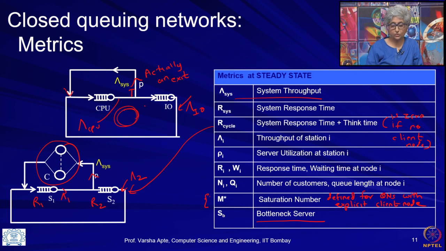So these are the two kinds. We always have to remember that one of these does not have a client node. So any metric or calculation that has to do with think time does not apply to this queuing network.